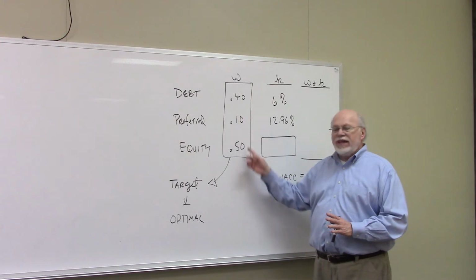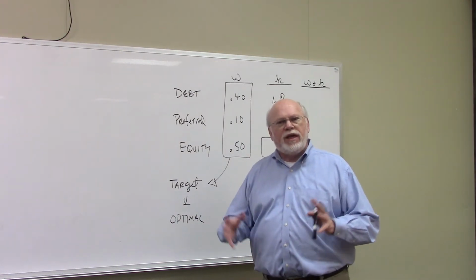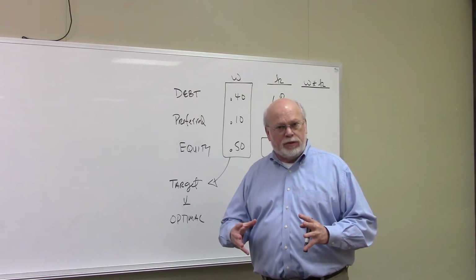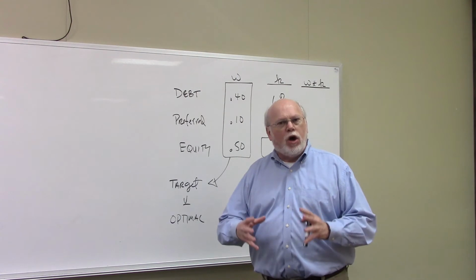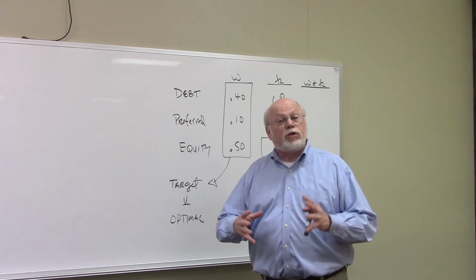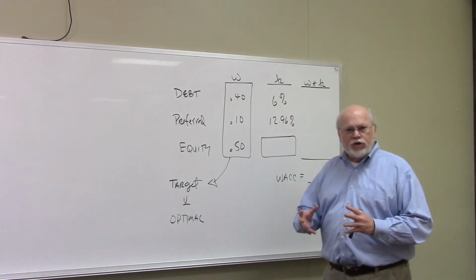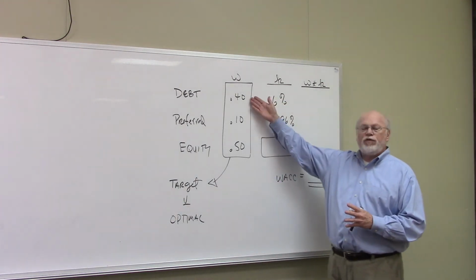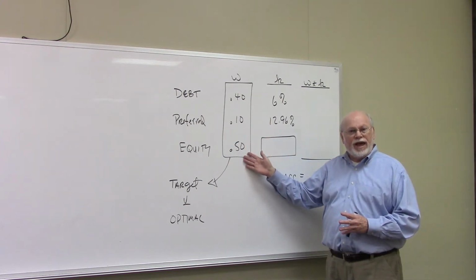Now, the capital structure of a firm is the mix of capital that a company uses. It's the way the firm finances all of its assets: the percentage that it uses of debt, preferred, and equity. So in this case, this company uses 40% debt, 10% preferred, and 50% equity.